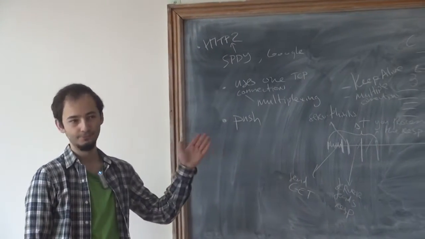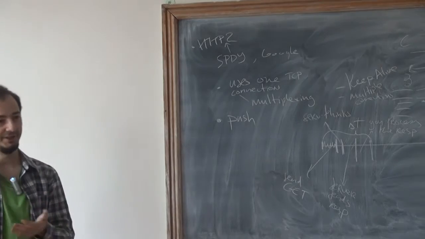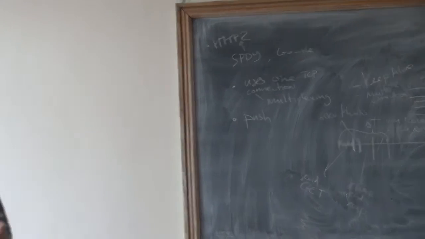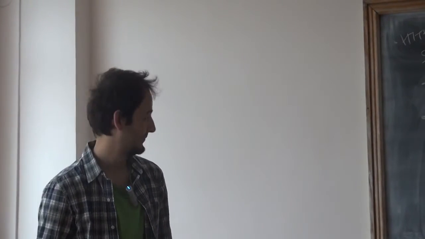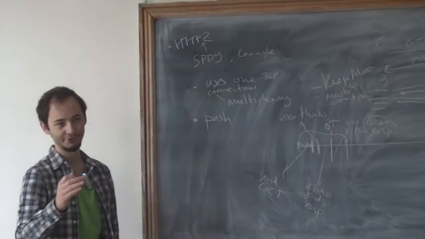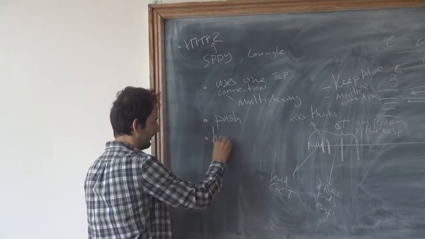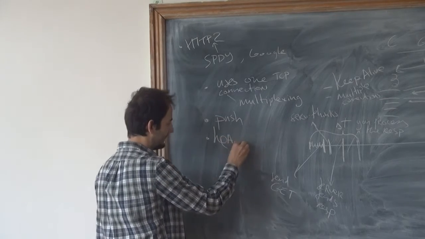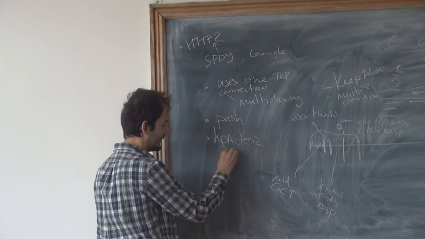Is it clear what push is about? Would you like me to explain it in some other way, analogy or more examples? Okay, so HTTP2 gives us server push mechanisms. Another thing it does is header compression.